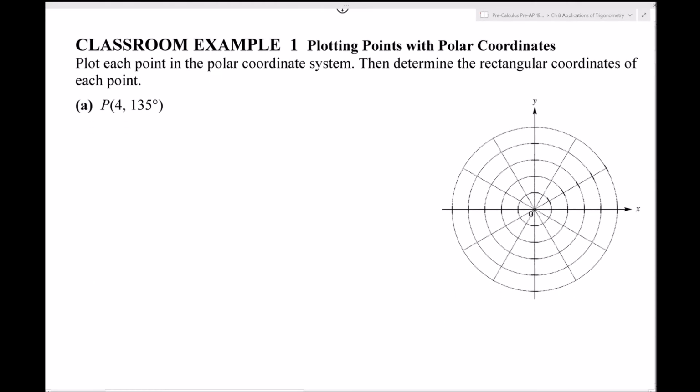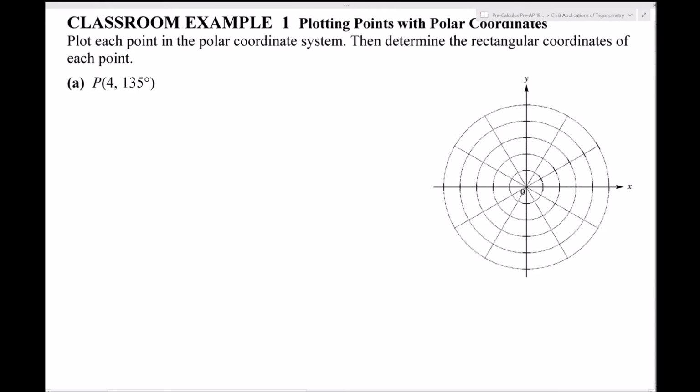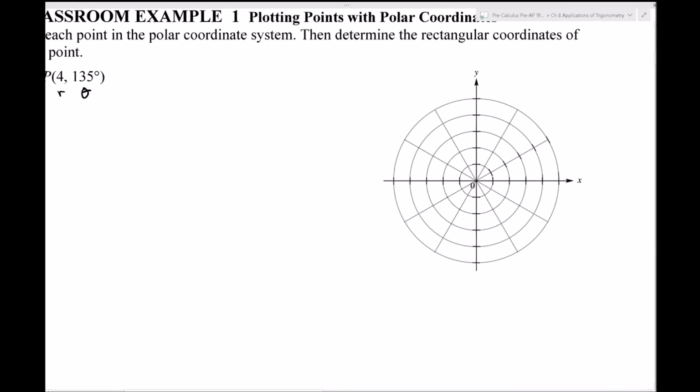Example number 1. Plot each point in the polar coordinate system, then determine the rectangular coordinates of each point. So that's in polar. So polar, P, (4, 135). Think of this as another vector with a modulus of 4 and an argument or an angle of 135 degrees. So we're going to graph that point. We want a modulus of 4 and an angle of 135 degrees. Modulus of 4, that's 1, 2, 3, 4. This one's 5, that far out.